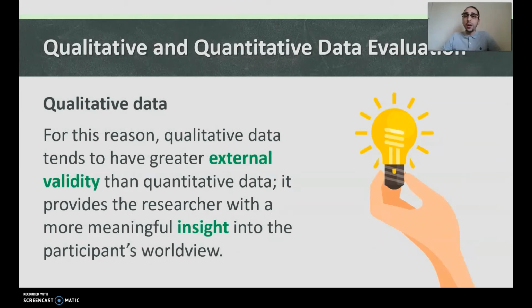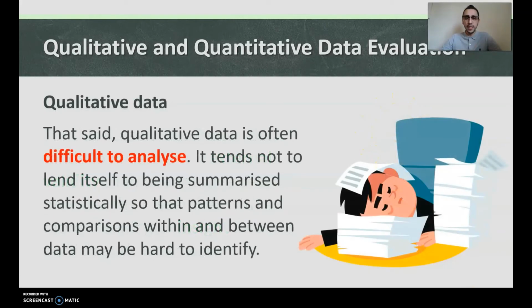For this reason, qualitative data tends to have greater external validity than quantitative data. It provides the researcher with a more meaningful insight into the participant's worldview. Yes, you're getting more insight into their view, aren't you, right? Better detail. But what are the weaknesses, though? That said, qualitative data is often difficult to analyze. It tends not to lend itself to being summarized statistically, so that patterns and comparisons within and between data may be hard to identify.